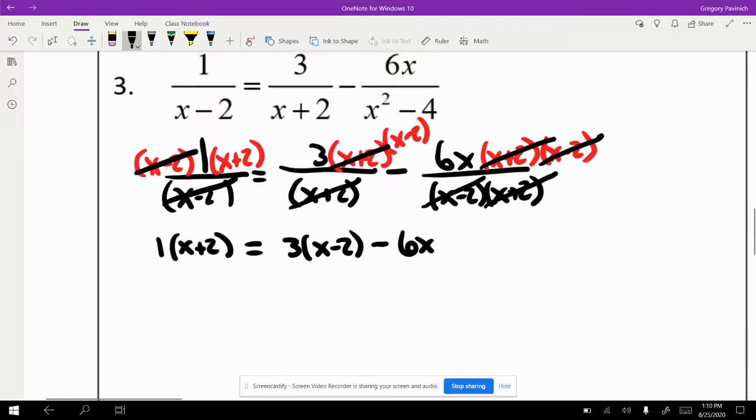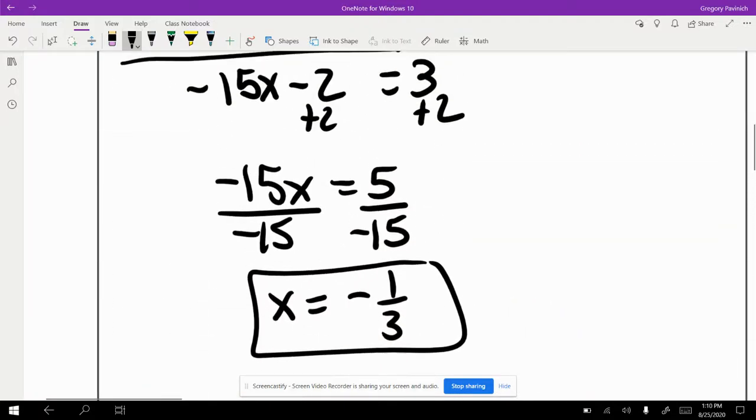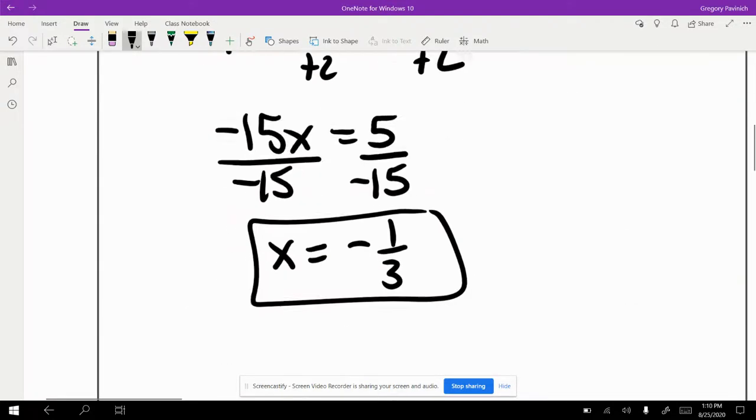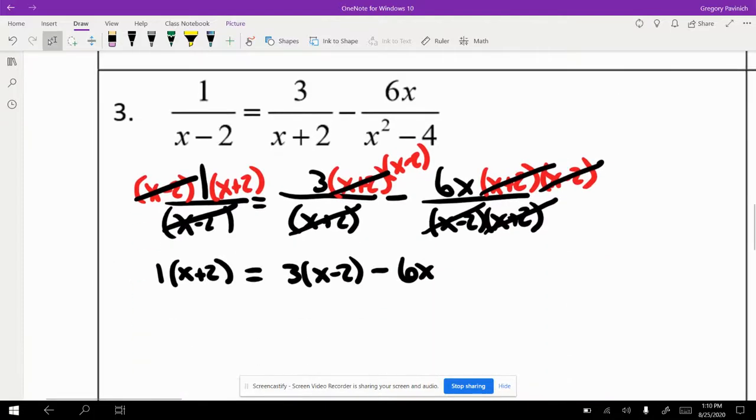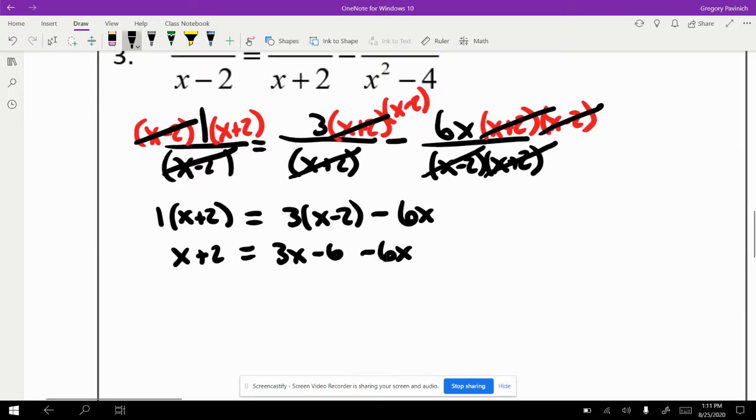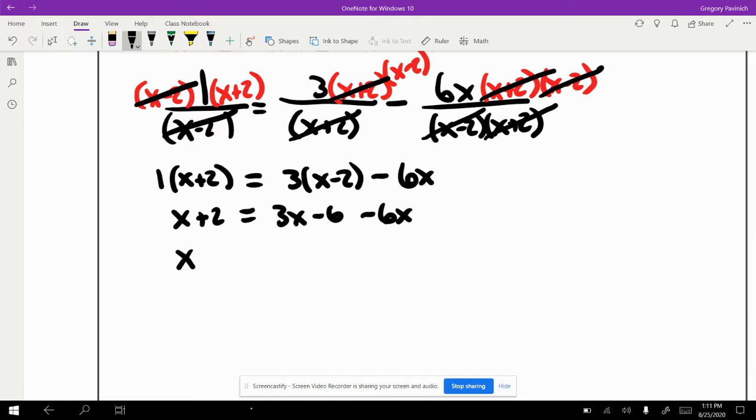Then I'm going to come back and I have a problem like number 1. Right? Got a couple parentheses. I could distribute. Distributing a 1 doesn't change anything. 3x minus 6 minus 6x. On the right side, I got a couple like terms, combine and get a negative 3x minus 6. And add my 3x over, get my variable to the same side.